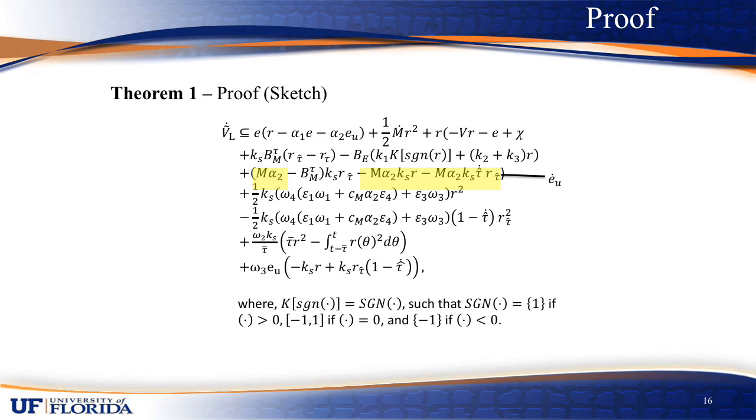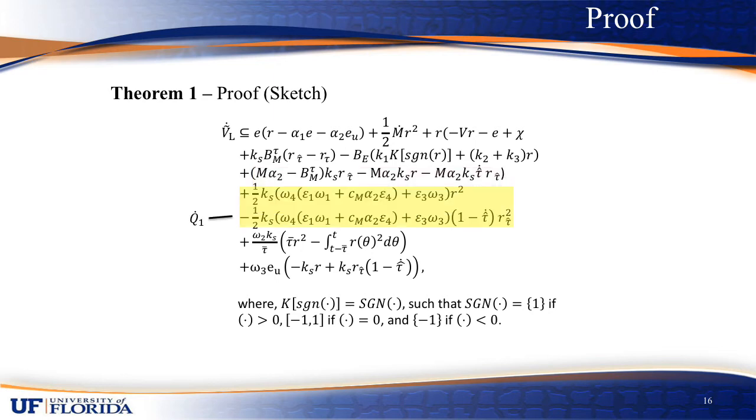EU dot is now represented by the highlighted terms. Recall that EU was designed to compensate for the delay. Notice that from EU dot we get a minus r squared term. However, it comes at the cost of a positive r squared term. Additionally, we can see a tau hat dot term that will need to be dealt with.